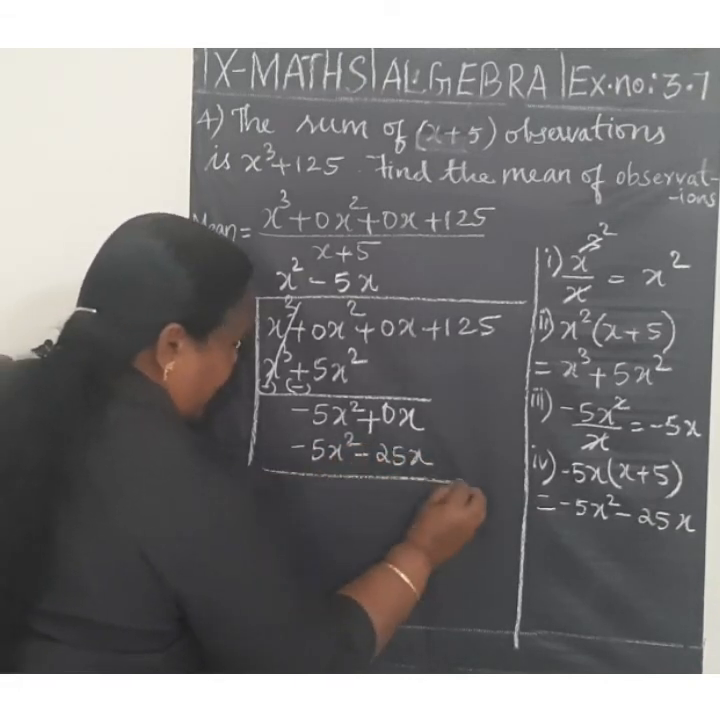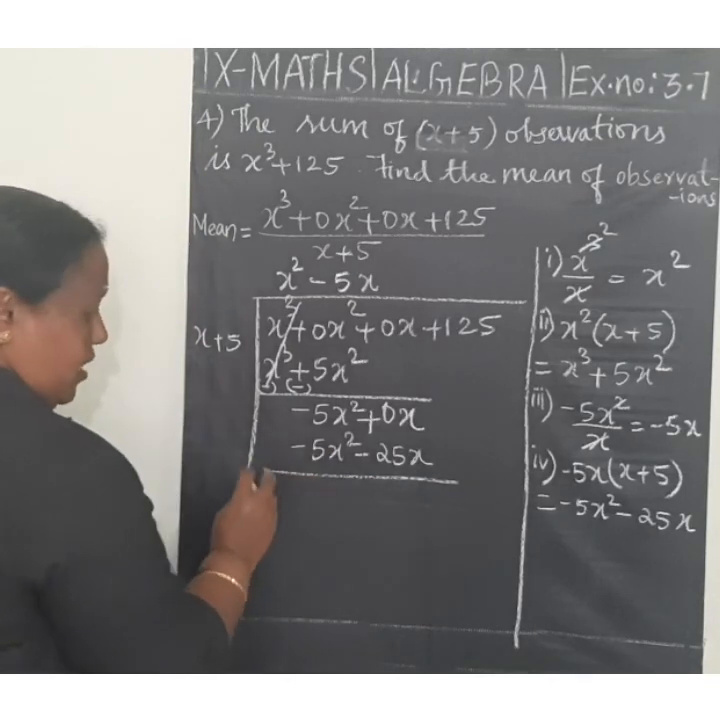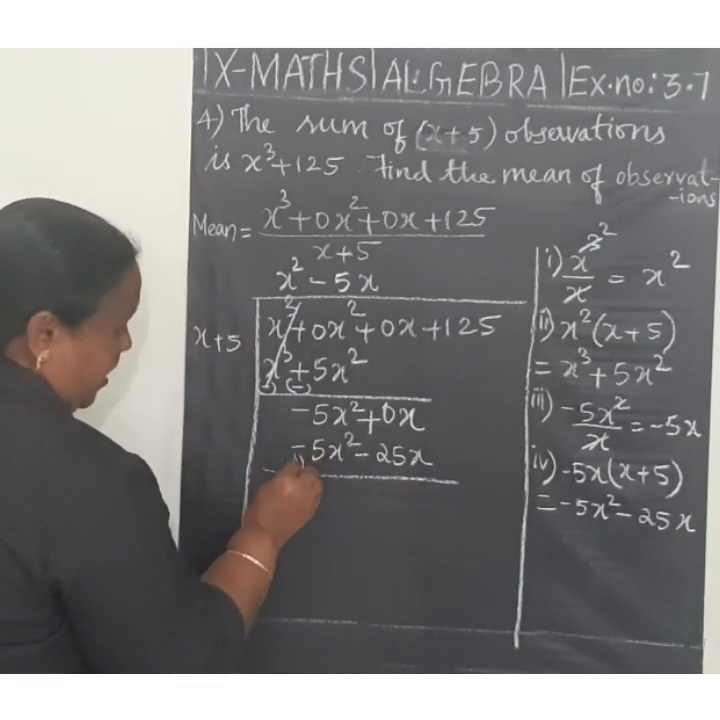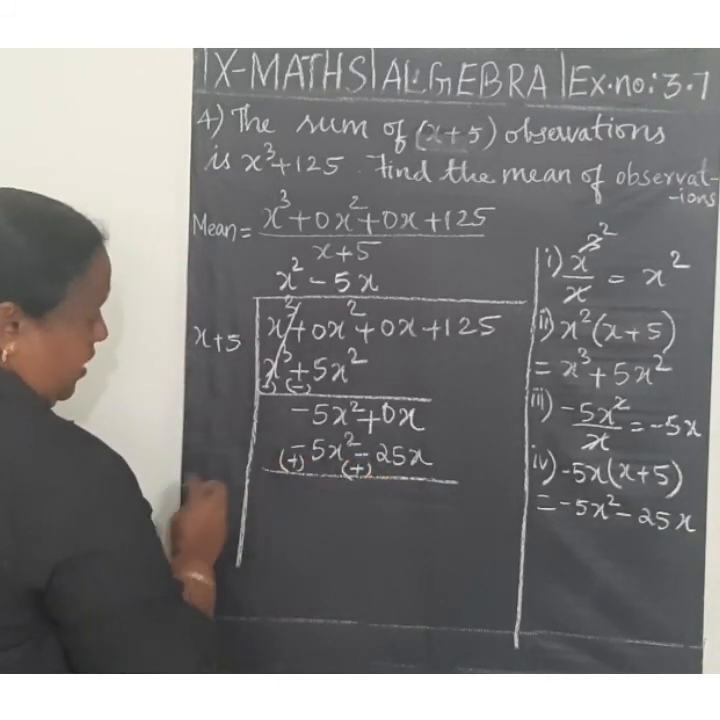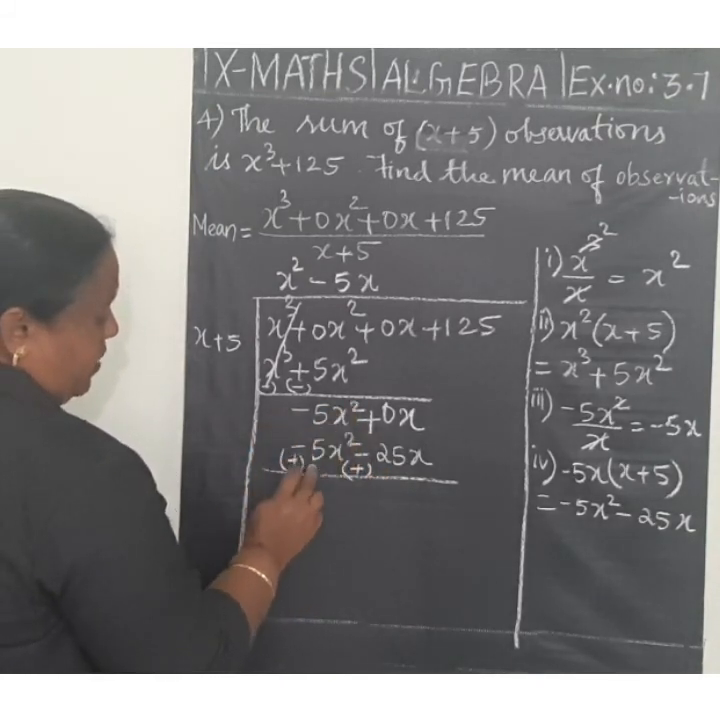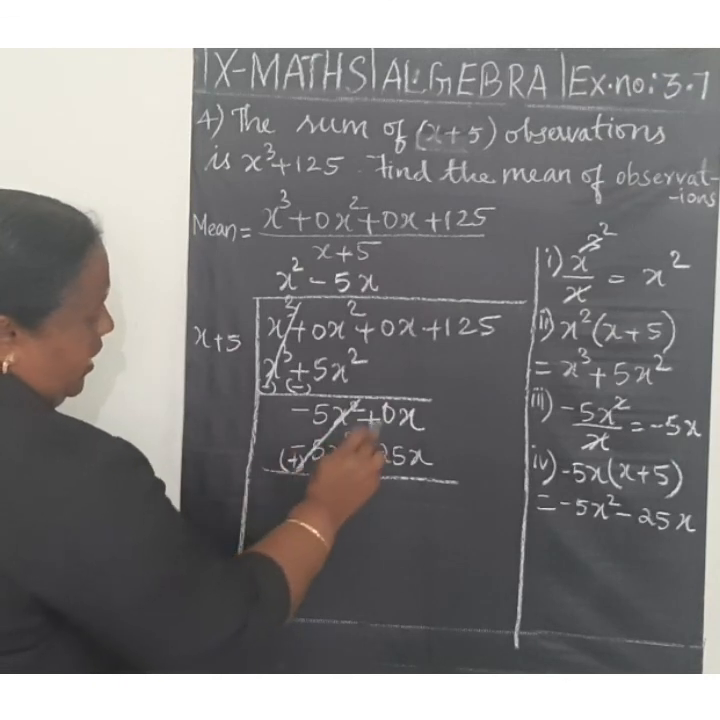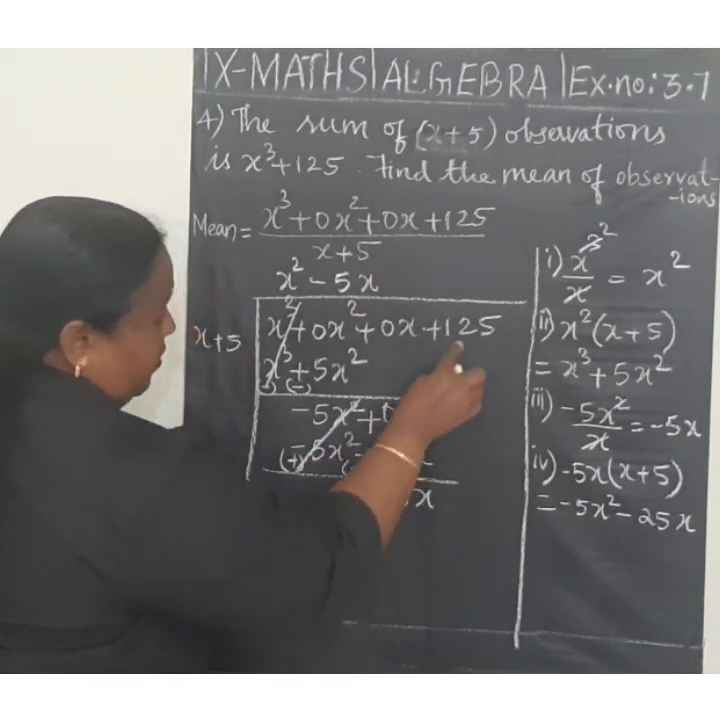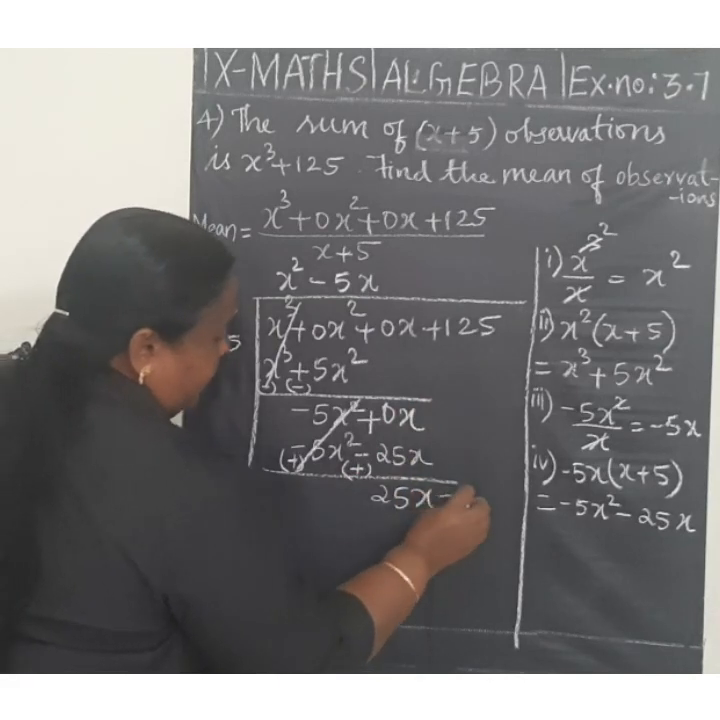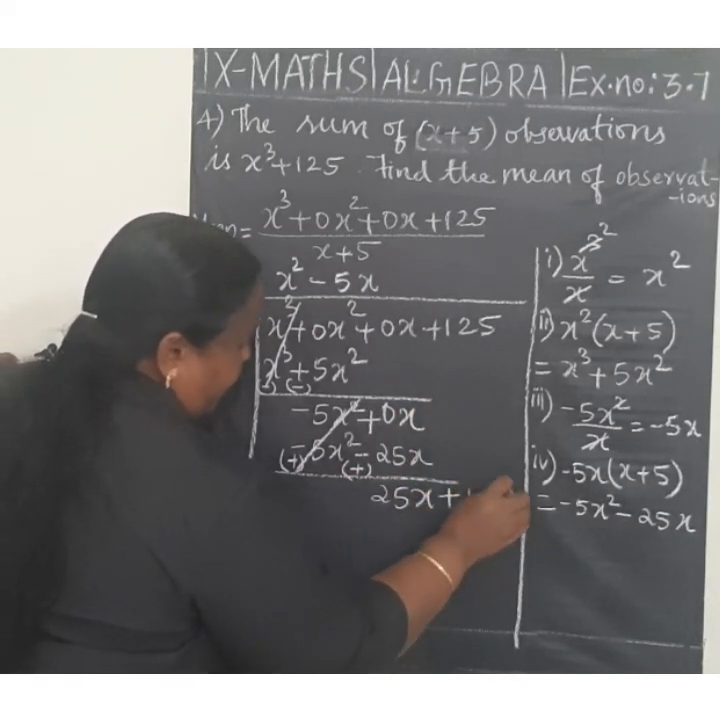When we are subtracting this, we have to change the signs. So here the minus sign becomes a plus sign. Here also the minus sign becomes a plus sign. So minus 5x square plus 5x square gets cancelled. Here 0 plus 25 is 25x. Then bring down the next term. The next term is plus 125.